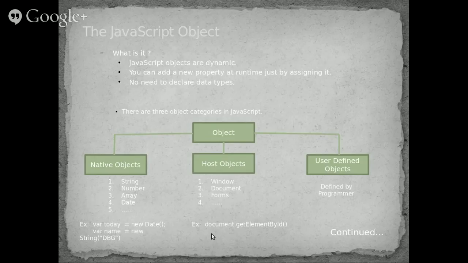Then the next one is user-defined object. A user-defined object is a copy of native objects, and we do some modifications to that object, like adding properties and methods to it, and finally it becomes a user-defined object.